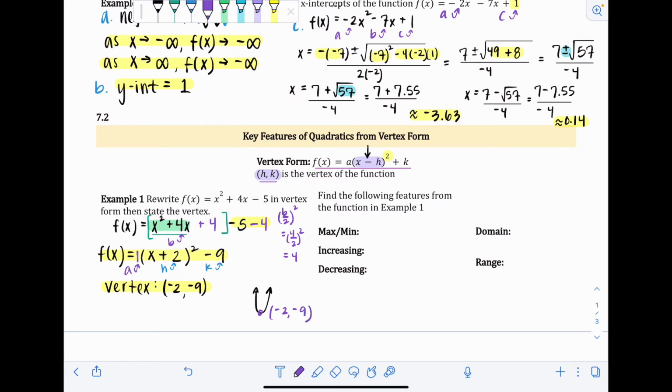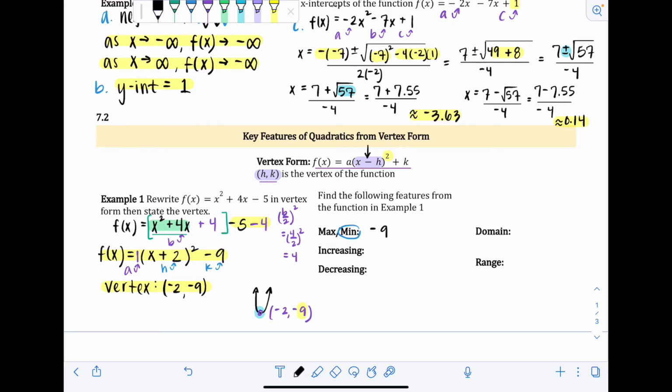Since the graph opens upward, there's a low point at the vertex, and that means this graph has a minimum. Every quadratic has a minimum or a maximum, not both. It just depends on if the graph is opening up or opening down. The height itself of the minimum or the maximum is the y-coordinate. So this graph has a minimum at the vertex, which has a height of -9. So our minimum is -9.